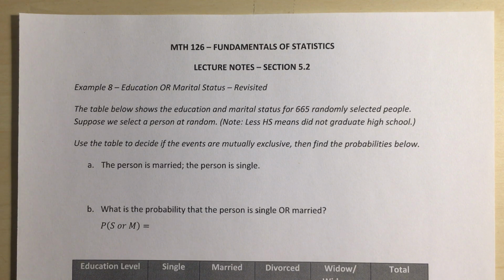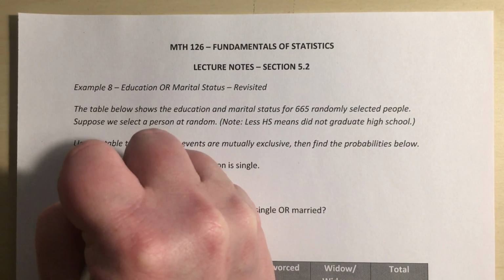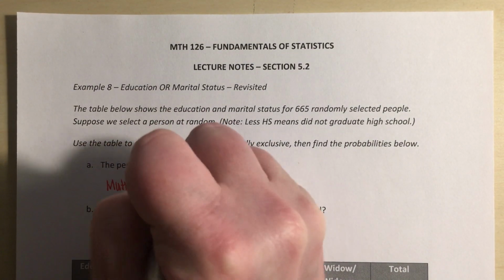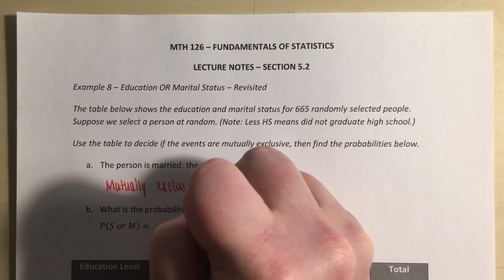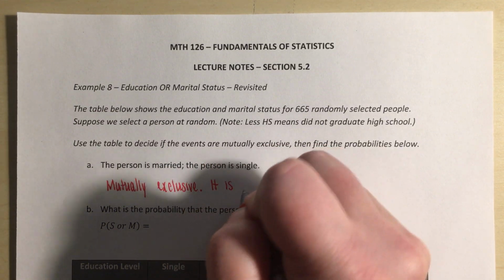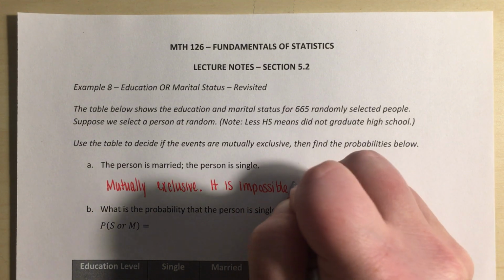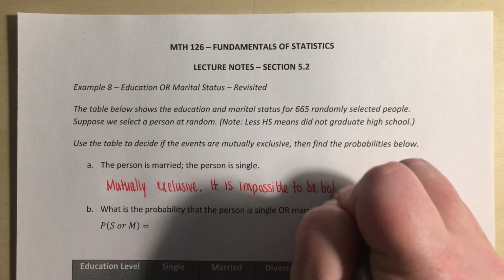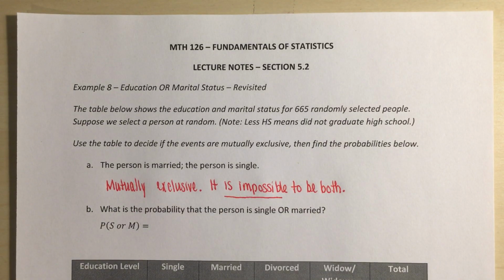If we look at this, we have two different columns here. It's impossible for a person to be in both columns. It's impossible for a person to be both single and married at the same time. So in this case, we would say mutually exclusive. It is impossible to be both.